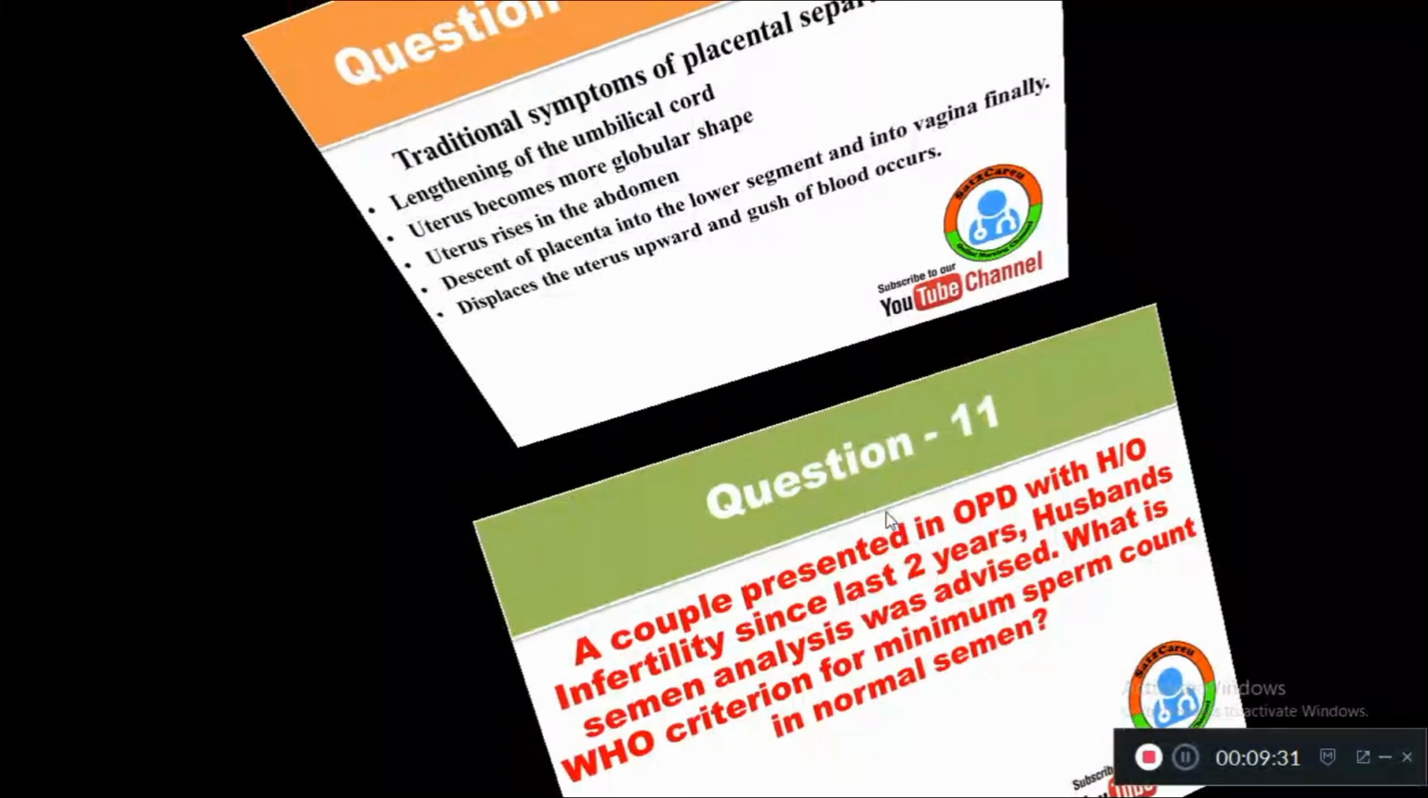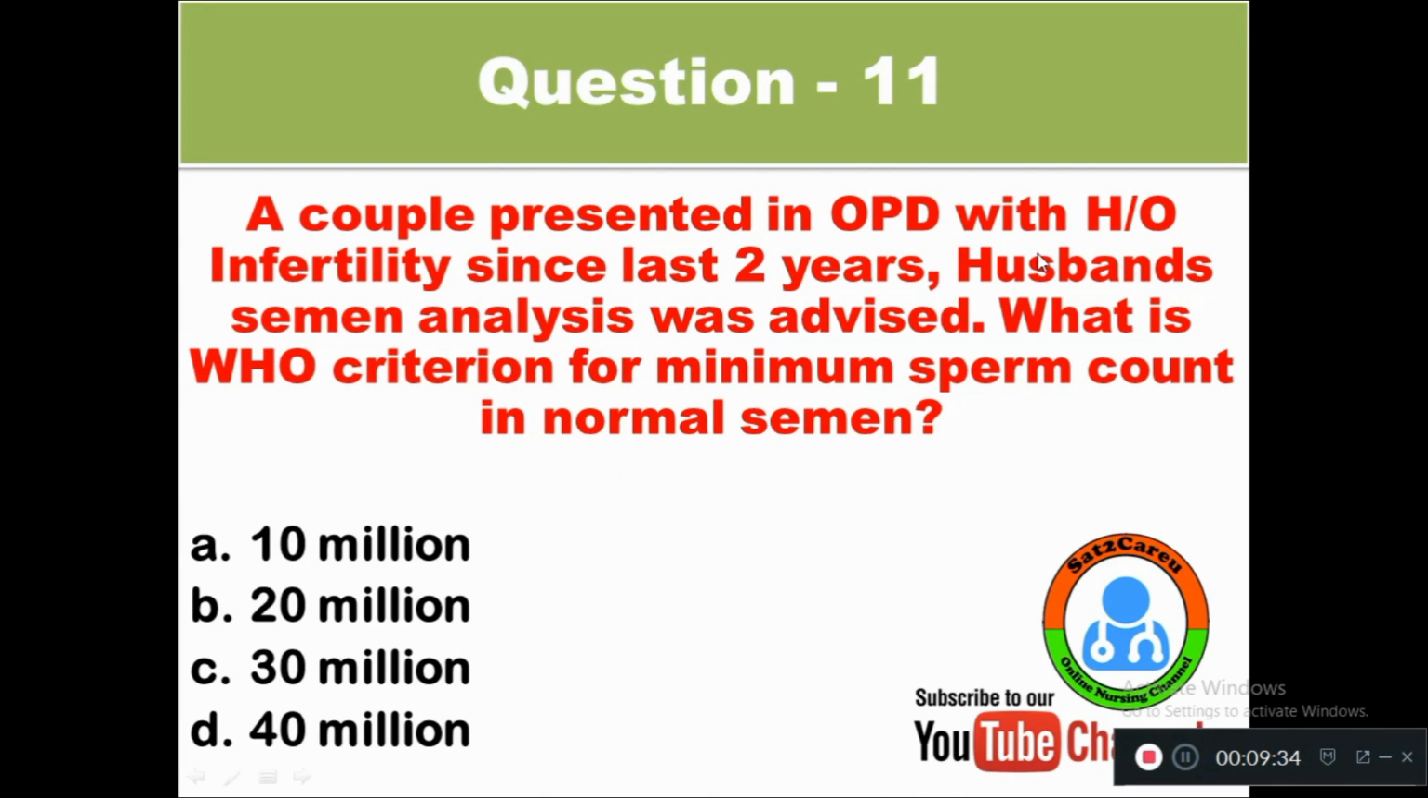Question number 11. A couple presented in outpatient department with history of infertility since last 2 years. Husband's semen analysis was advised. What is the WHO criterion for minimum sperm count in normal semen? Option A, 10 million; B, 20 million; C, 30 million; and D is 40 million.